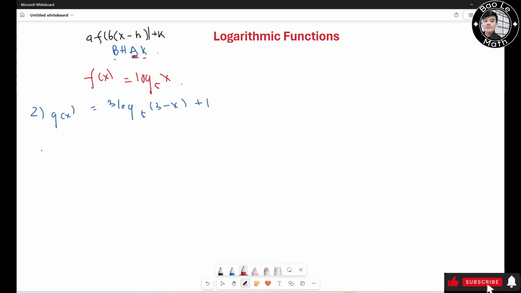Alright, so to do this one, we just rewrite this one a little bit. So it's going to be 3 log base 5. We just rewrite this one in this form right here. So I just factor negative 1 out, so I have negative of (s minus 3) plus 1, right?